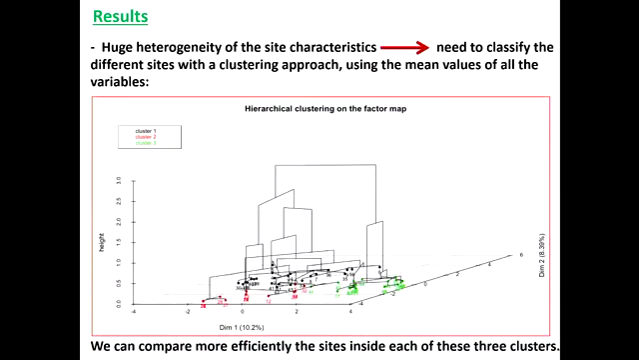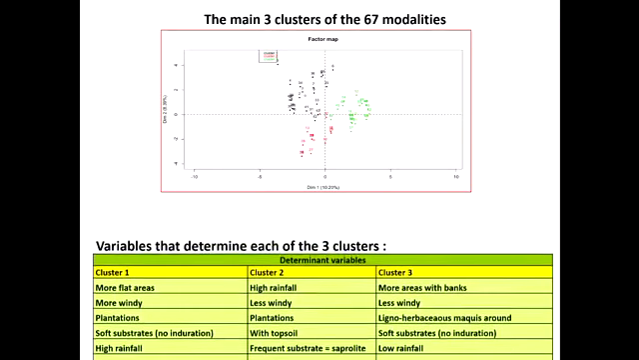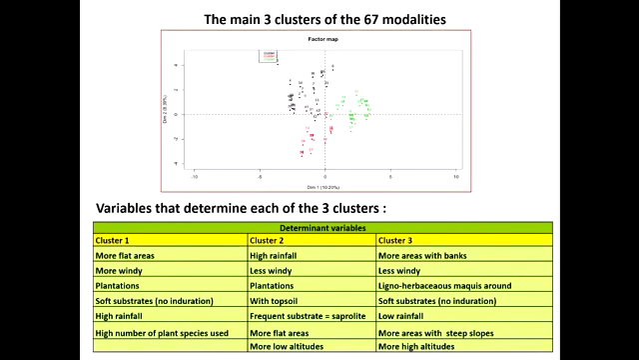So we obtained 3 clusters, one in black here, in red, and in green. This is a projection in the 2 axes of these 3 clusters. Each of these clusters was determined by different variables, which are listed here.